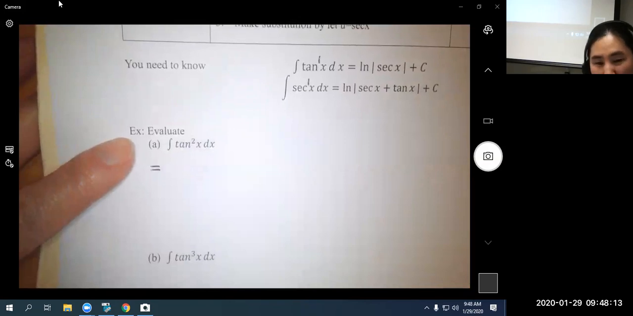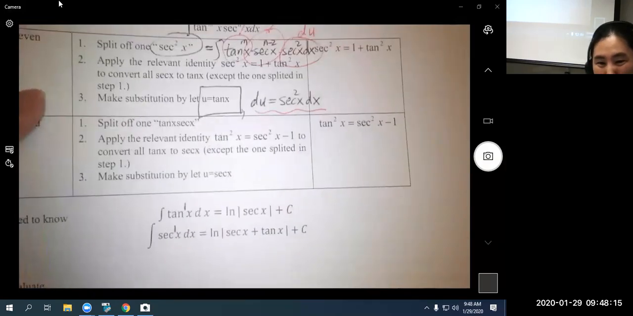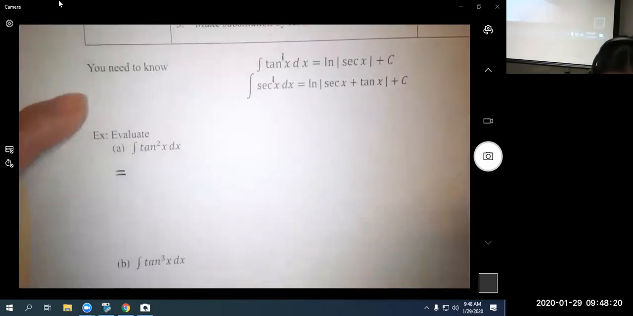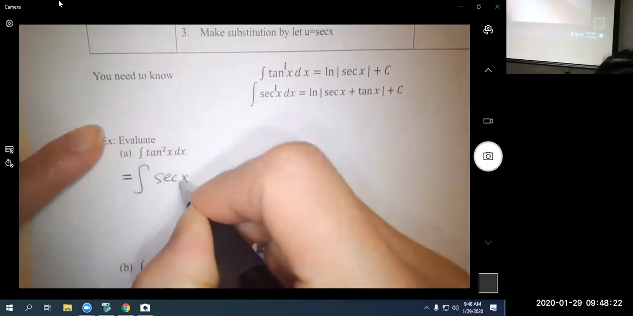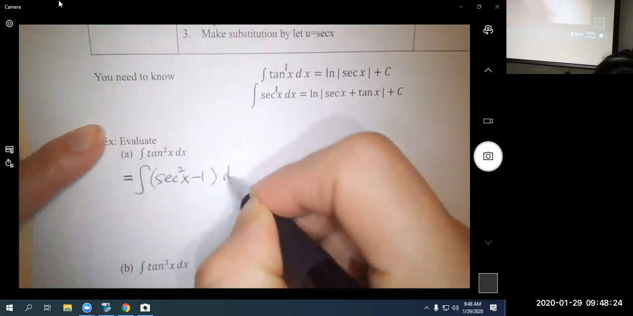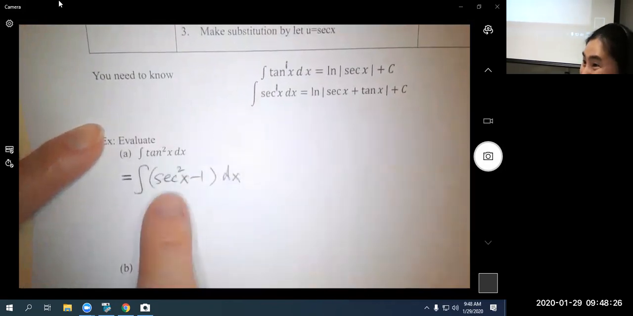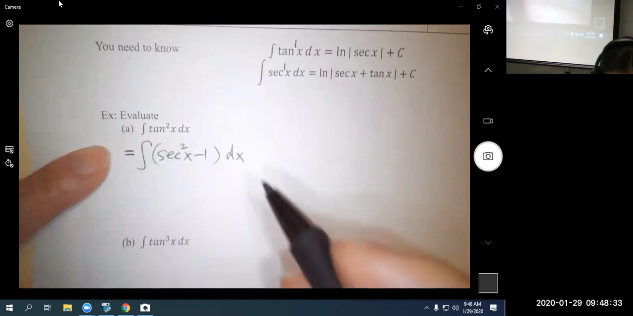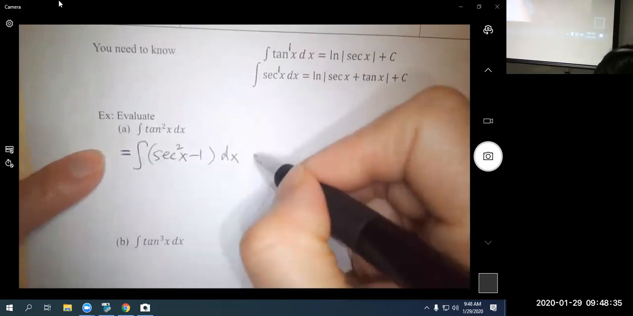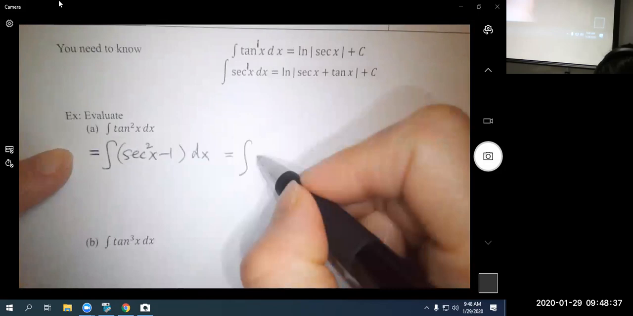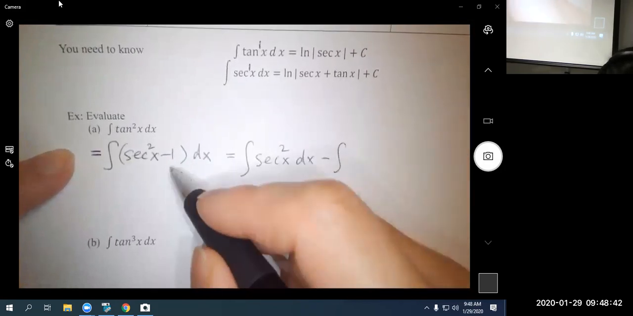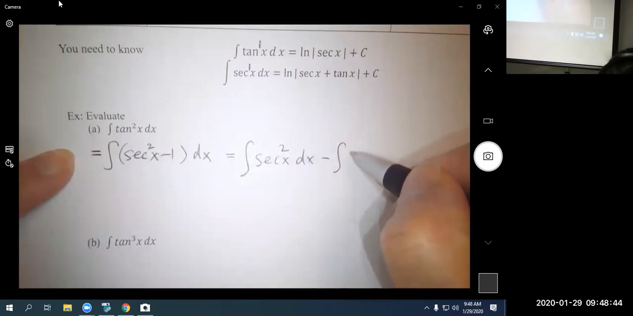So what is the relationship between tangent x squared and secant x squared? Tangent x squared equals what? Secant x squared minus 1 dx. We like secant x squared, right? Because secant x squared, we can get an antiderivative, right? So now this is a subtraction. Actually we can split this integral into 2. One is secant x squared dx minus what? 1 times dx, okay?